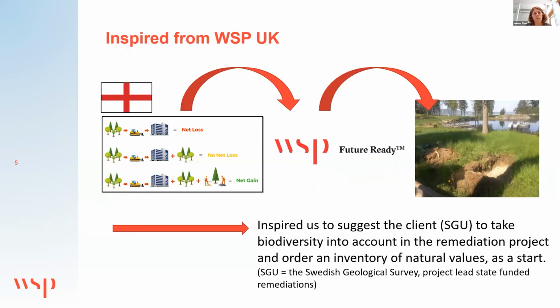We got some inspiration from our colleagues at WSP in the UK, and learned that there was a new environmental bill, new at least in 2020 in England, making biodiversity net gain mandatory in new development projects. This, together with the tool that WSP in the UK had developed for finding the biodiversity net gain in redeveloping projects, as you can see in the picture, whether it is a net loss, no net loss or a net gain, together with a picturesque site at the former sawmill, inspired us to suggest to the client to take biodiversity into account in the remediation project. They were positive and ordered an inventory of natural values as a start.